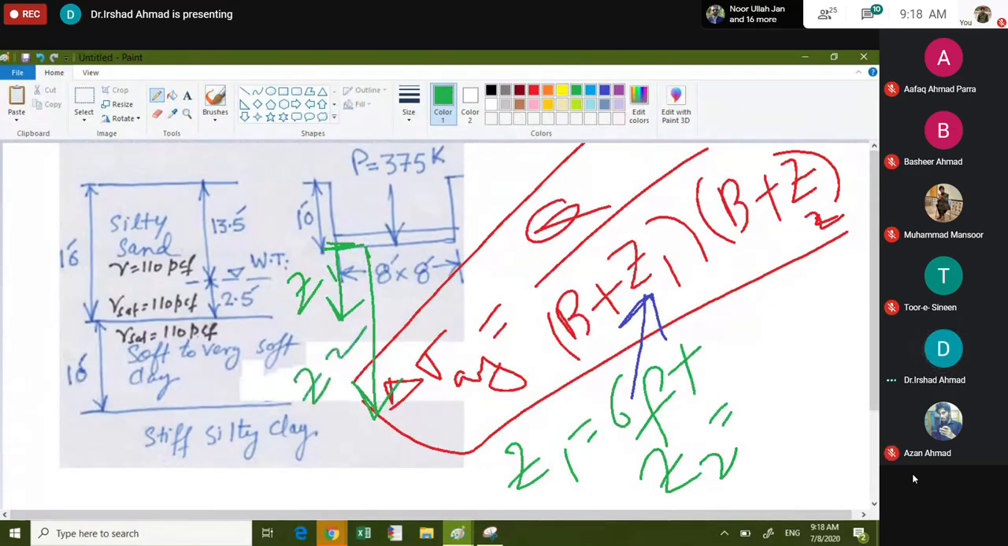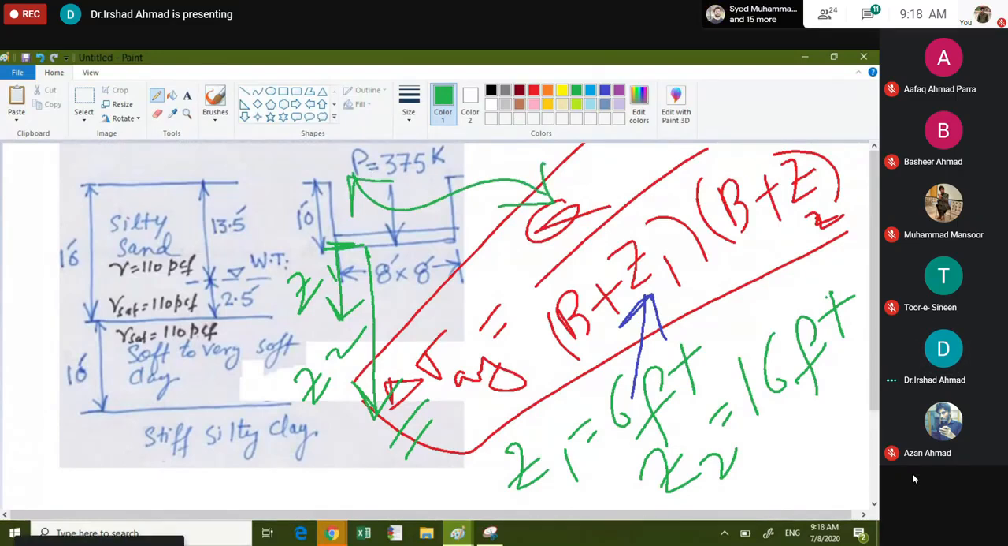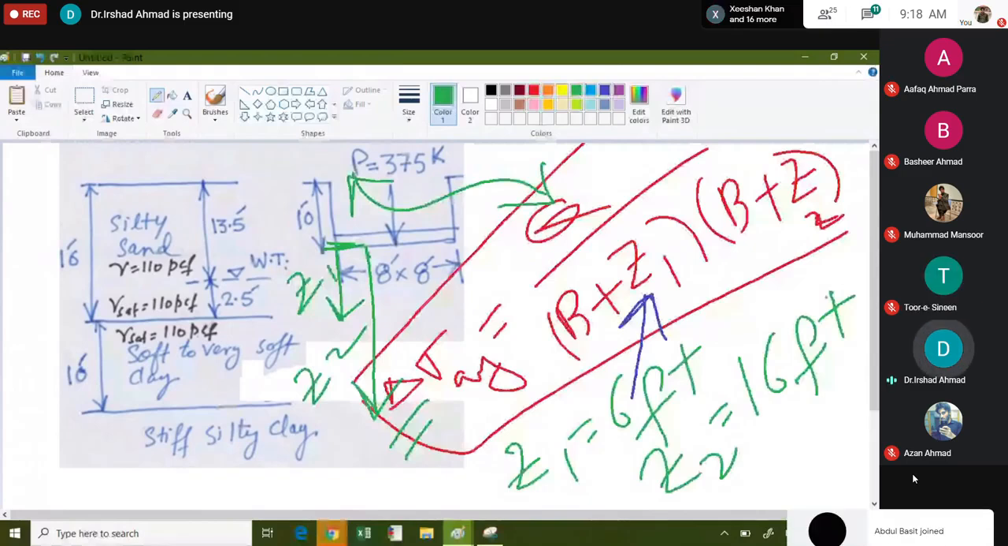तो क्या आता है इससे? 16. इससे क्या आता है, delta sigma average? दैट इज पी और क्यू एक चीज है, ठीक है ना, that is load on the foundation. क्या आंसर आता है? व्हाट इज द आंसर?